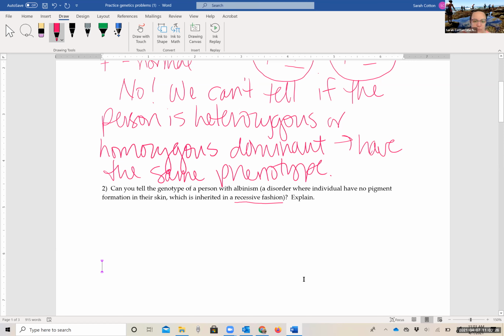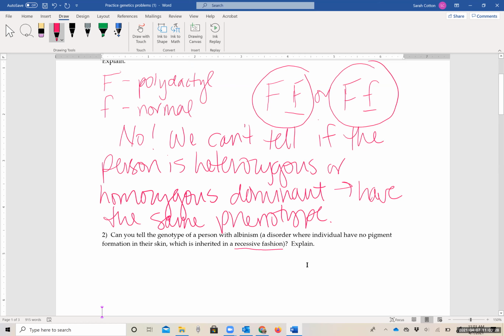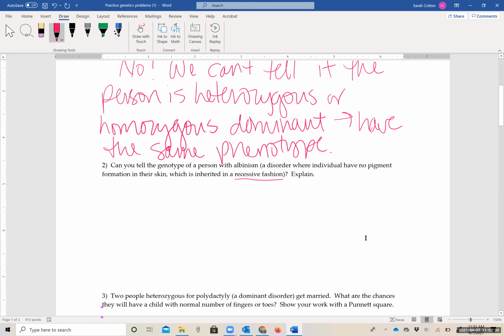So in this particular case, let's make some symbols and work our way through it. I'm going to use A for albinism, but this is sort of problematic because usually we try to use a letter that refers to the dominant trait, not the recessive. Let's do it this way: let's use N for normal pigmentation, so big N, little n.